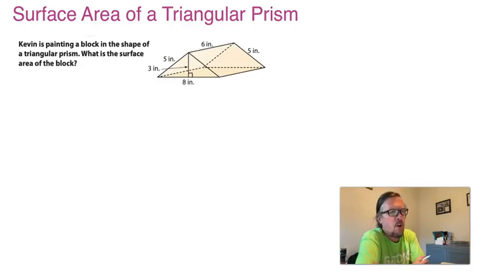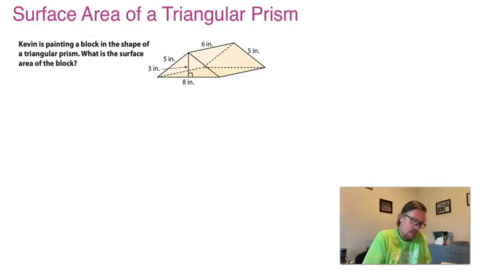So this shape is called a triangular prism. And the reason it's called a triangular prism is because the base of this shape, the bases, because there's two of them, are triangles. So there's one right here, and of course there's one at the back as well.